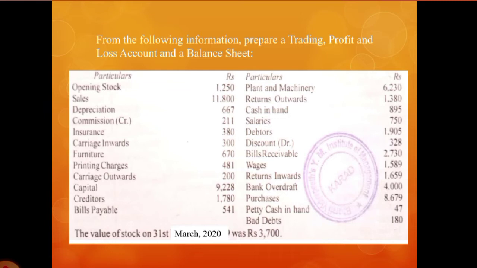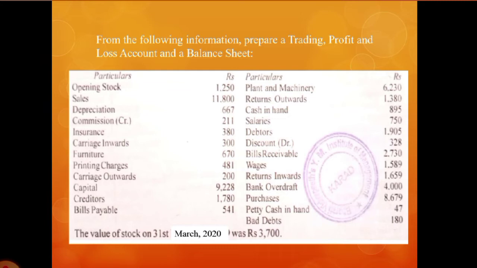Printing charges are indirect expenses. They will be shown on the debit side of profit and loss account. Carriage outward is an expense on sales and therefore it is called an indirect expense and it will be shown on the debit side of profit and loss account.